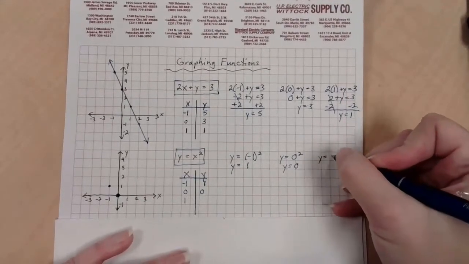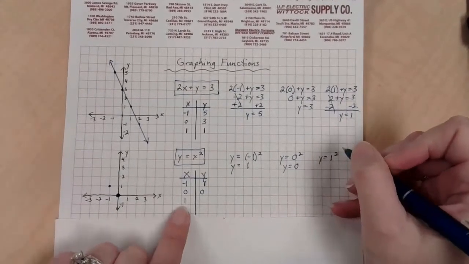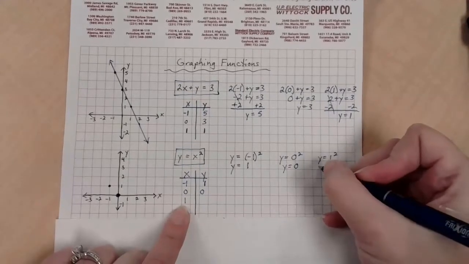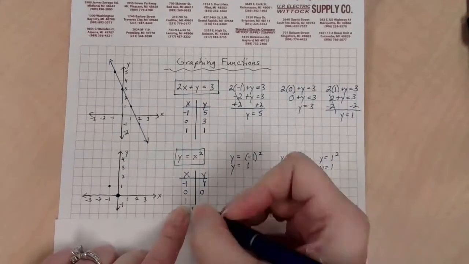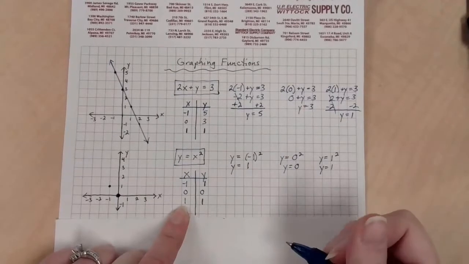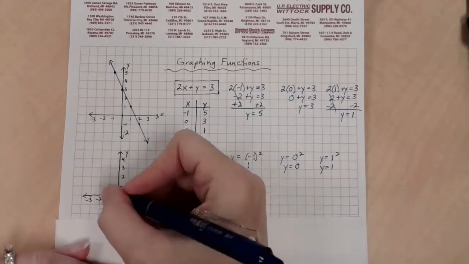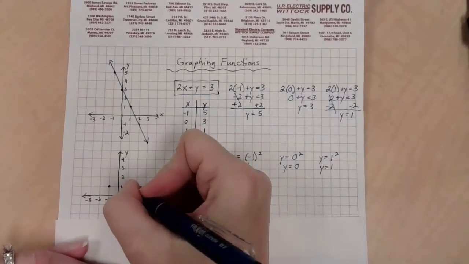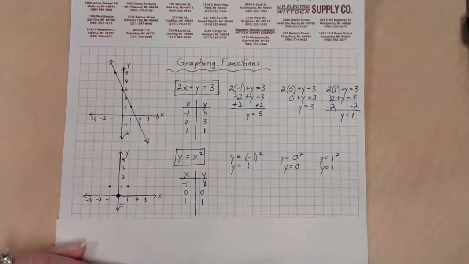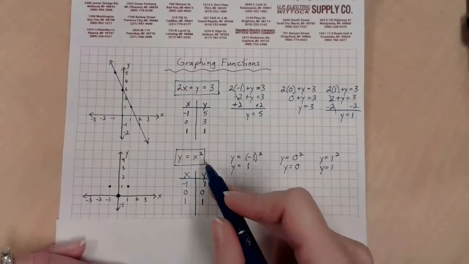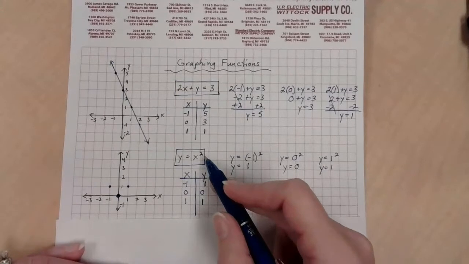Y equals 1 squared. Well, 1 times 1 is 1. So if I plug in 1, I get... wait a minute. 1, 1. 1 to the right, 1 up, that's here. That is not a line. Do you know why it's not a line? Because I have x squared. X squared makes a different shape.